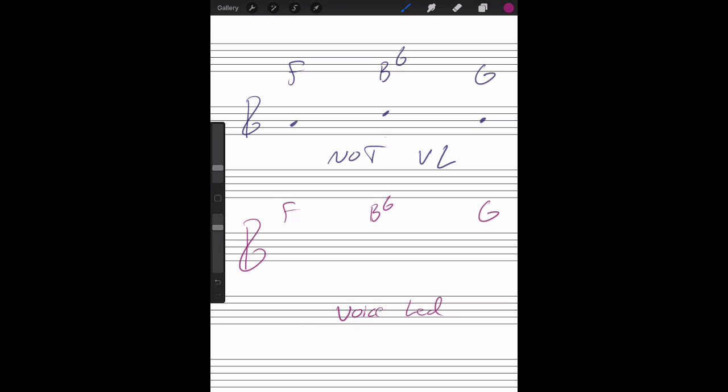Now, let's look at this from a voice leading perspective. We'll start off with F, A, C. There's our A. B flat, D, F. What's the closest place? A B flat, so this goes up just a half step. And G, B, D. This goes up to a B natural.